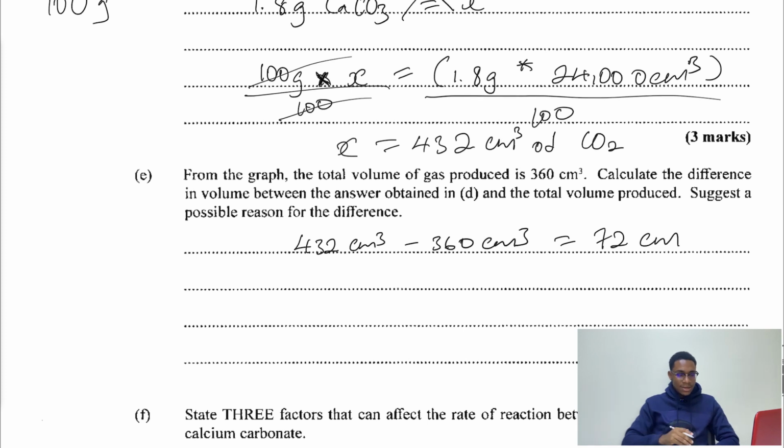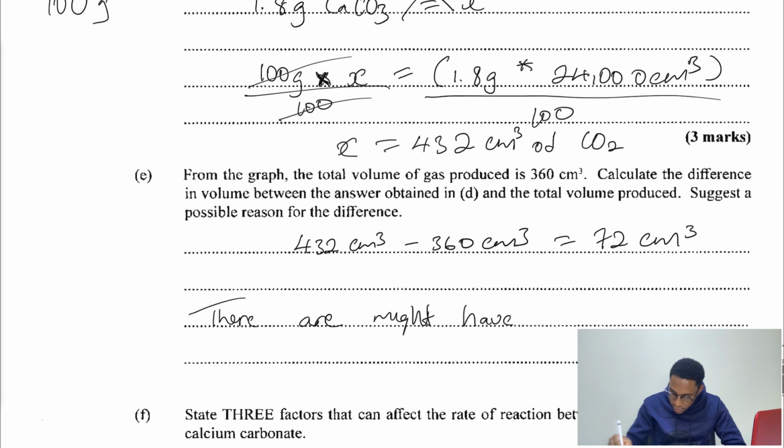So the reason, and that is really one of the reasons why we tend to plot graphs alongside the experiment, to see how far off we might have been from the true value. Now, the reason that we're going to use for our answer is that there might have been impurities in our sample.